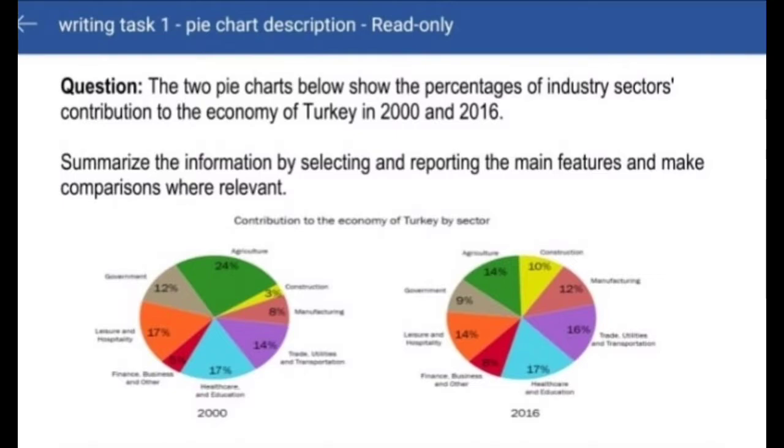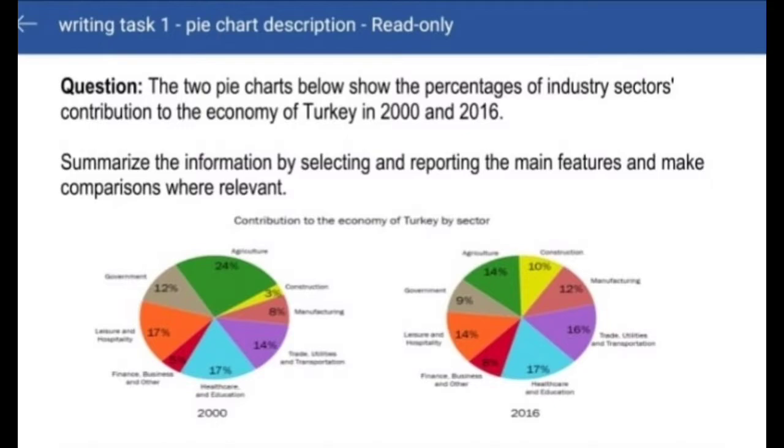Now the first thing to remember is that in pie charts you do not get a period where you can describe from-to. If they are giving you one pie chart, it's only talking about 1 year. If they are giving you two pie charts, they are talking about 2 years. If they are giving you three pie charts, they're talking about 3 years, and so on. So in this question, they are only talking about 2 years, that is 2000 and 2016.